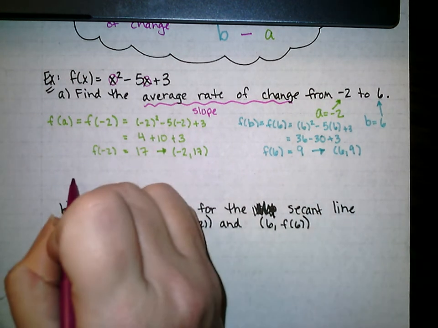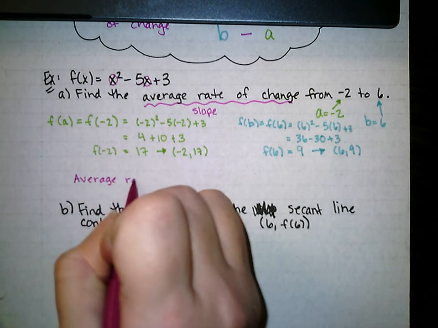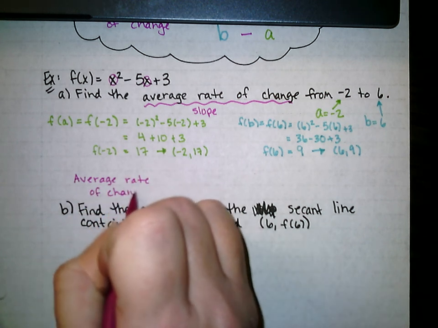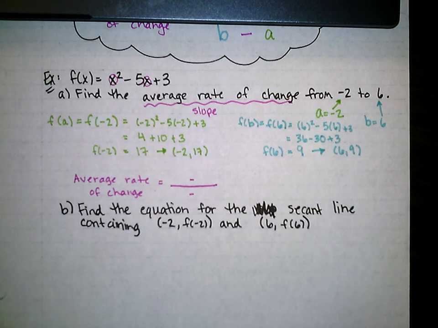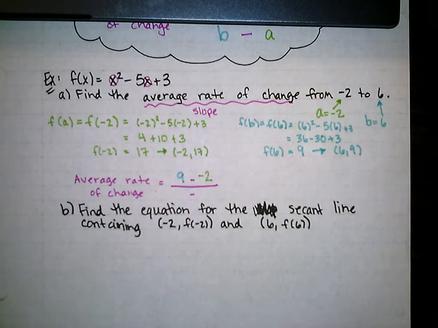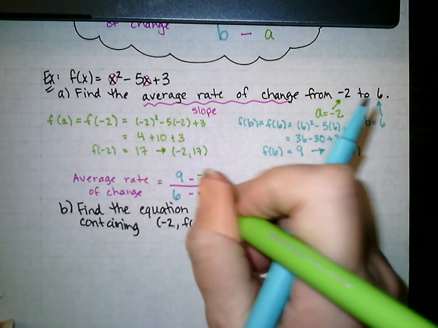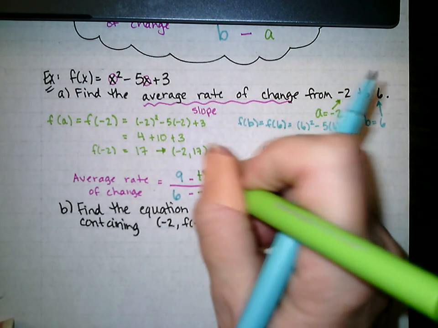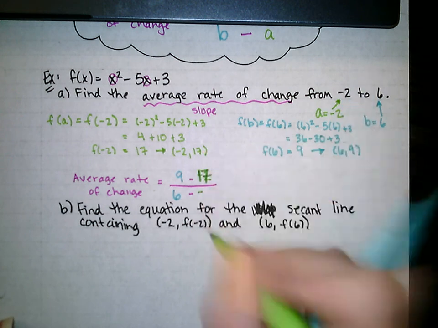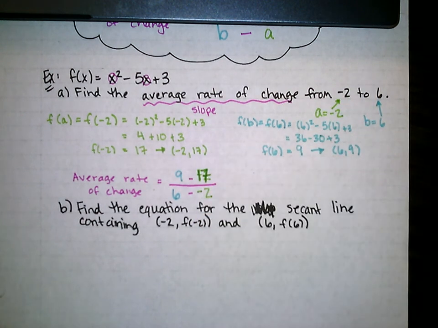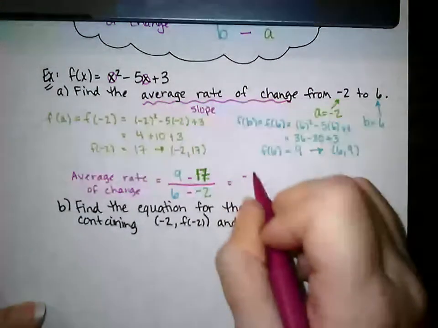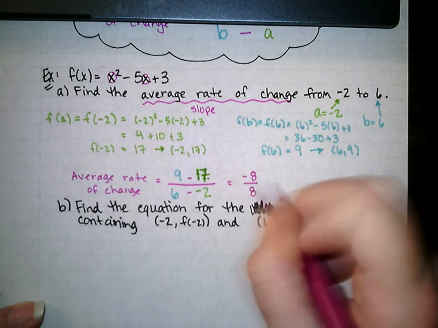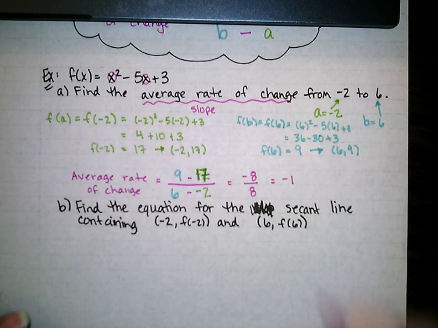Then remember to find the average rate of change, which means slope, we're going to take f of b minus f of a over b minus a. So f of b was 9, f of a was negative 2, over b, which was 6, minus a. Oh, that was 17, y'all. F of a was 17. A was negative 2. I hope you caught that before I did. So 9 minus 17, which would be negative 8, over 6 minus negative 2, which would be 8. So that gives me an average rate of change of negative 1.